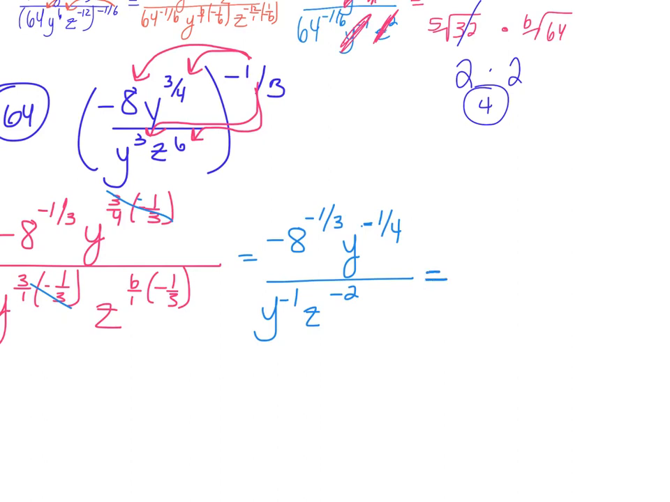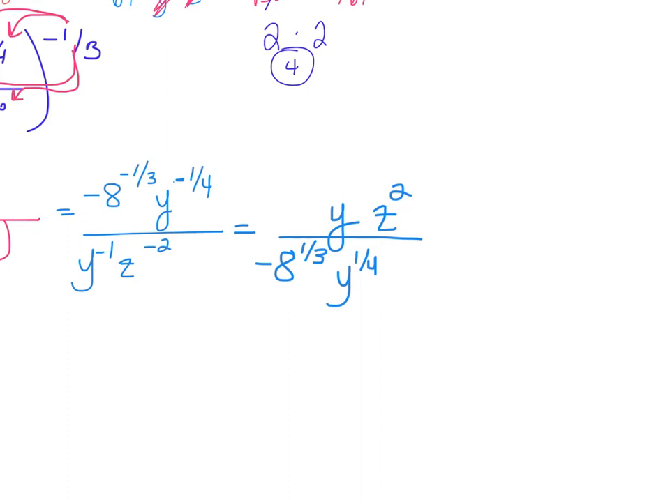Now let's move stuff so exponents are not negative. So negative 8 to the negative 1/3 should go where? To the bottom, so negative 8 to the 1/3. 8 still stays negative, just the exponent. Where does y to the negative 1/4 go? To the bottom, so y to the 1/4. Just flip it. Where does y to the negative 1st go? To the top. And then where does z to the negative 2nd go? To the top. Good. Okay, it's looking better.